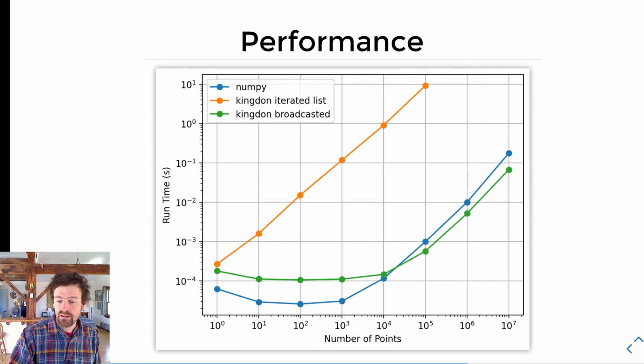And here's the performance. So here is our runtime on the y-axis versus our number of points on the x-axis in a log-log scale. And you can see the iterated list way, which is our orange line, is pretty slow. And that's probably about where Clifford was as well, the older library I worked on. But if we compare that to NumPy and the broadcasted Kingdon approach, you can see that you're not losing anything from using the new Kingdon approach. So for this specific example, the code is way more concise, it's totally geometrically interpretable, and it's as performant.